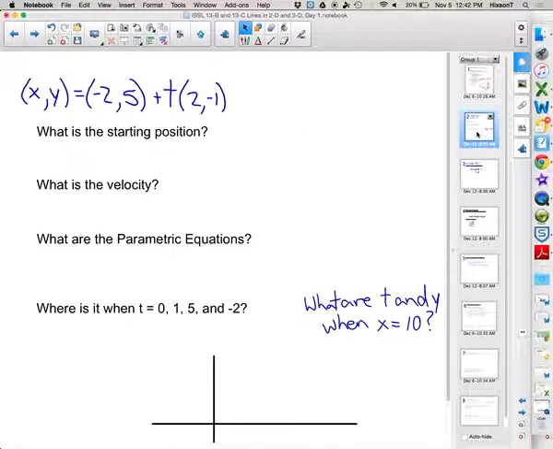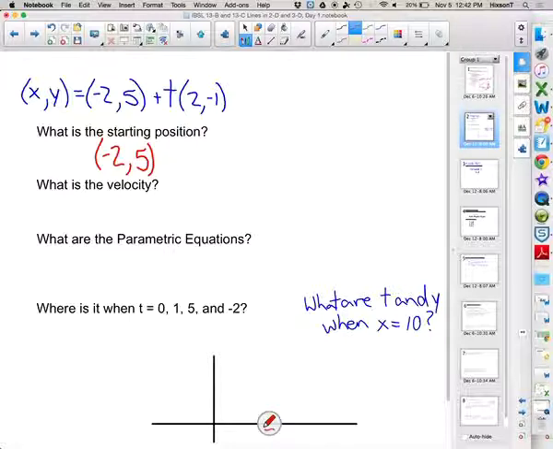So let's think our way through a little bit. Here's a vector equation in component form. So let's just try to identify a few things here. We have this vector equation, xy equals -2,5 plus t times 2, -1. What would our starting position be in this case? -2,5. That's our x sub naught, y sub naught. What would our velocity be? It would be 2, -1.